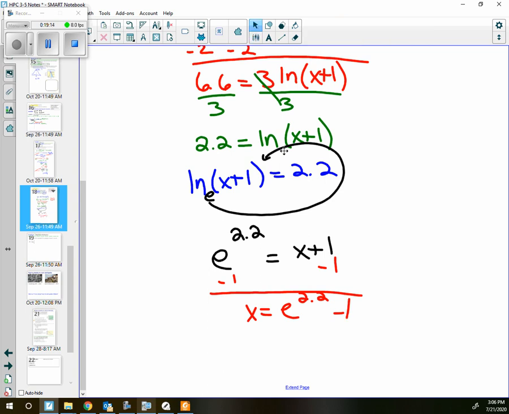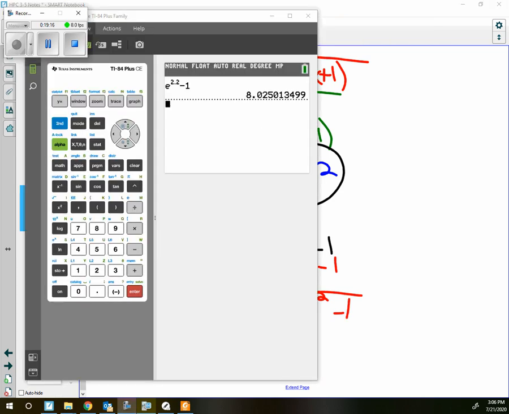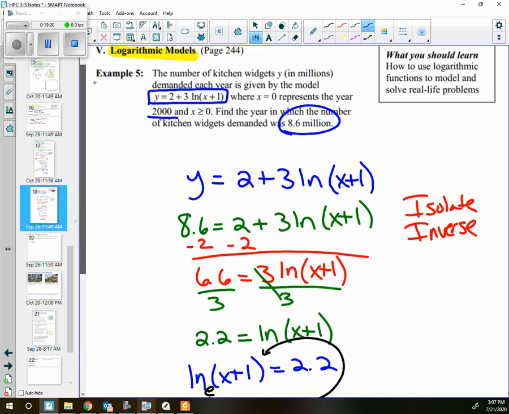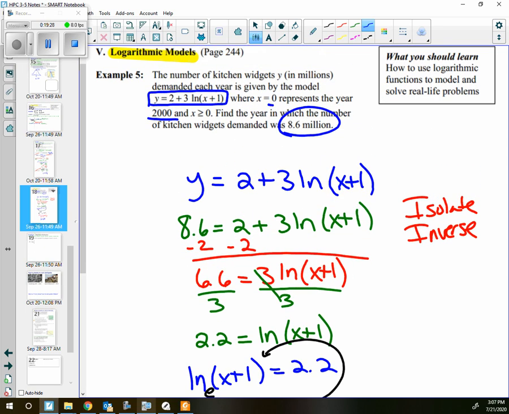Let's go ahead and type that in and see what we get. All right, so I typed that in, 8.025. So 8.025. What does that mean? What was this question even asking? It says, in what year? Remember, year 0 was 2000. So if I'm getting an x value of about 8, what year would that be? Well, that would be 2008. So in 2008, they would have reached that kind of demand.